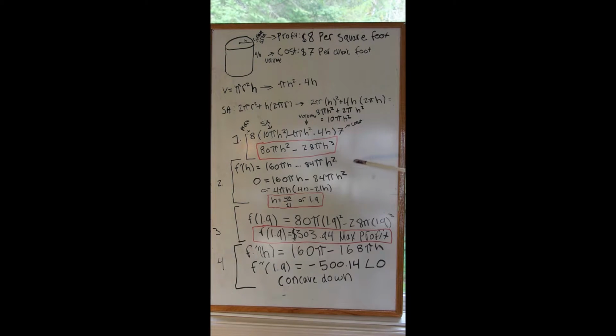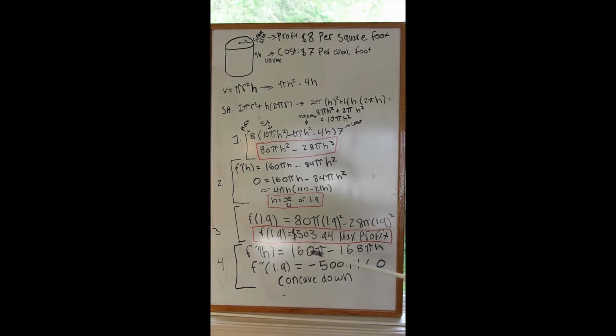So now we need to find what h equals. And in order to find h, you need to take the derivative. So we found the derivative, so 160 pi h minus 84 pi h squared. And then you set the derivative equal to 0. And when you solve, you get h equals 40 over 21, or 1.9. So now that we know what h equals, we can plug h back into the equation we got up here in order to get our profit. So we solve that, we plug it in right here, and we get a maximized profit of $303.94.